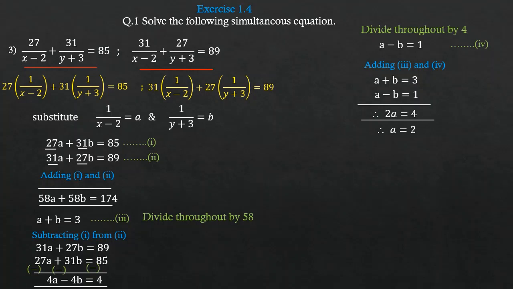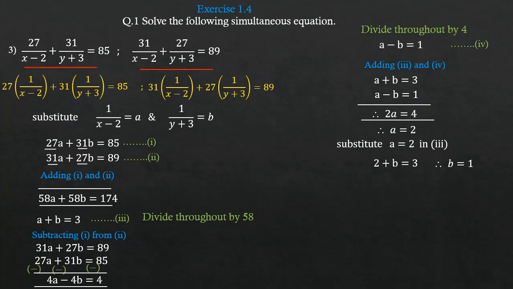Now we are done with the value of a. For finding the value of b, what do we do? We substitute this value of a in any one equation. We prefer to substitute in 3. So we write, substitute a is equal to 2 in equation number 3. Wherever in equation number 3 a appears, in its place we will write 2. So equation number 3 becomes 2 plus b is equal to 3. Shift 2 to the other side, we get b is equal to 1. So we are done with the value of a and b.